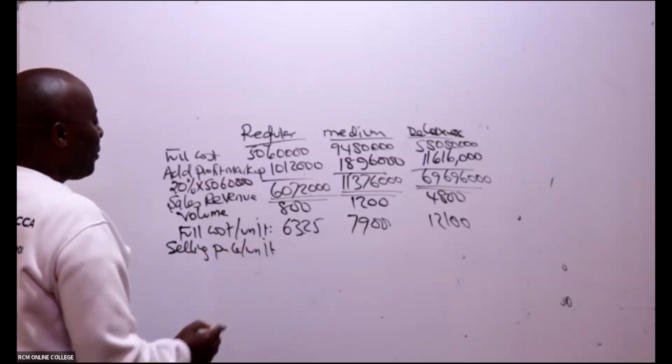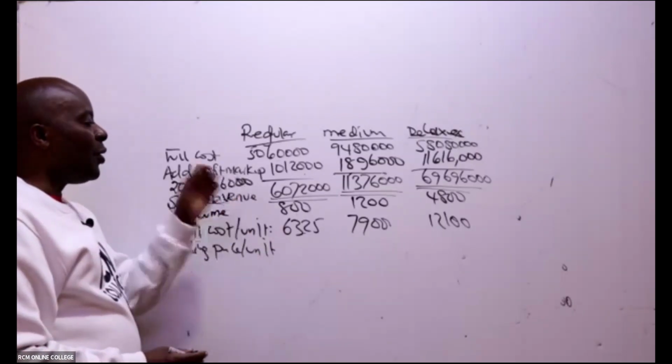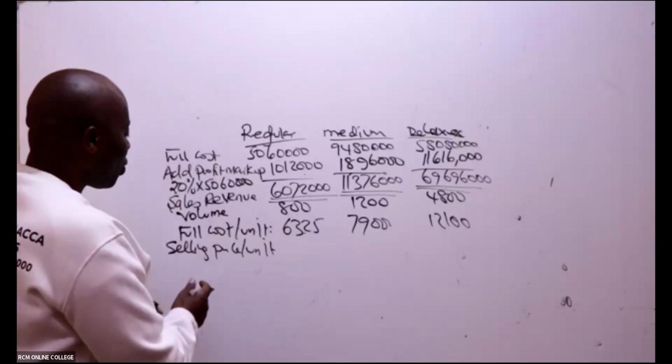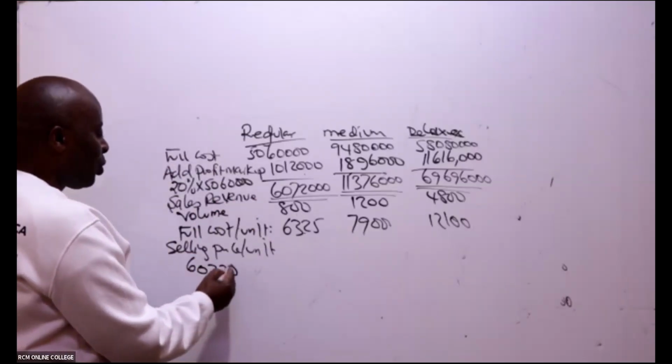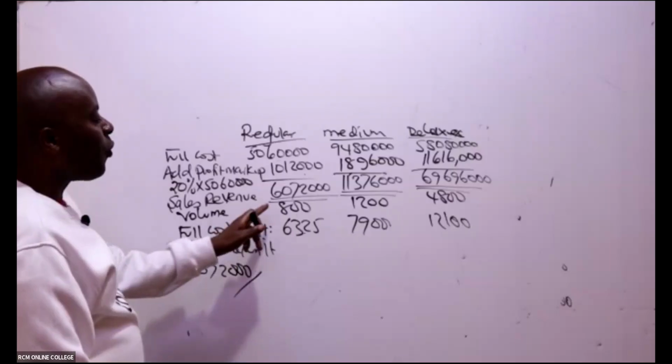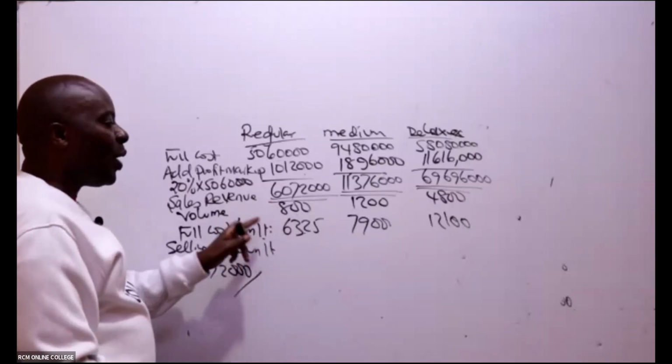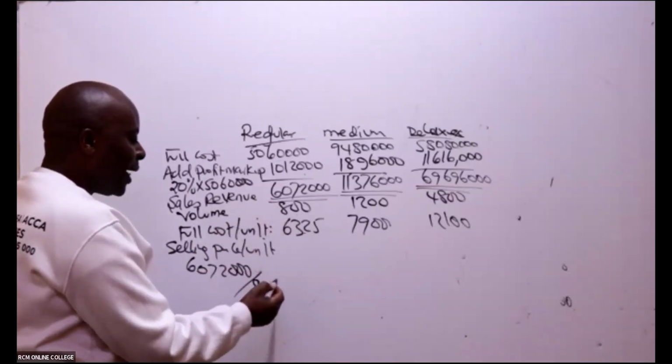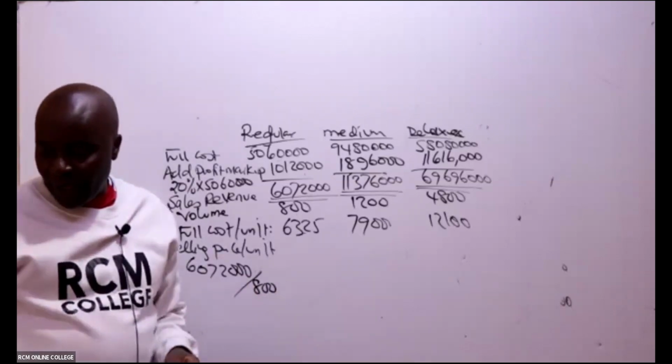I know, ladies and gentlemen, that these are all sales revenues. So we have here 72,000, all sales revenues from selling 800 units. So I want per unit, so divide this by 800. Are you able to give me figures, ladies and gentlemen?